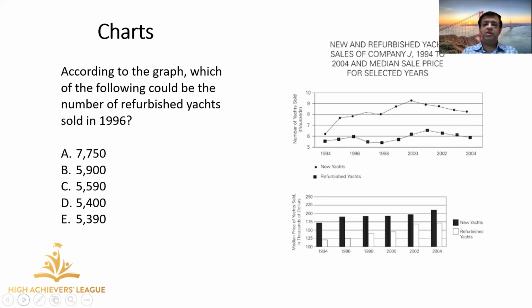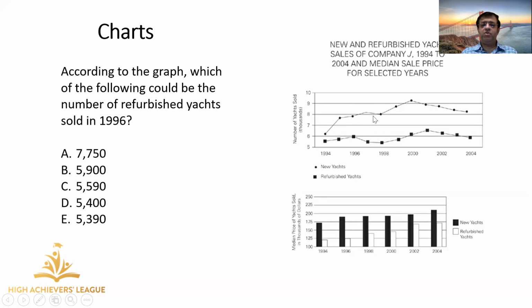Now let's look at the legend and the title that we have: new and refurbished yacht sales of company J, 1994 to 2004, and median sale price for selected years. The chart at the top tells us the sales of company J, and the bottom chart tells us the median sale price. But what do we need to look at? We need to look at the sales, so we are going to look at the top chart.